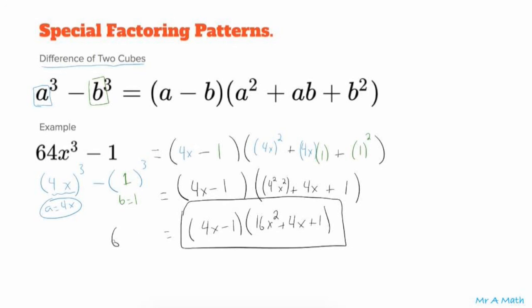So to conclude it, 64x to the third minus 1. If I factor it using my difference of two cubes formula, I am going to get 4x minus 1 times 16x squared plus 4x plus 1.